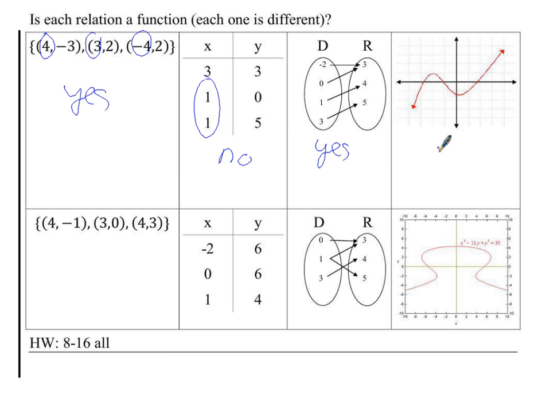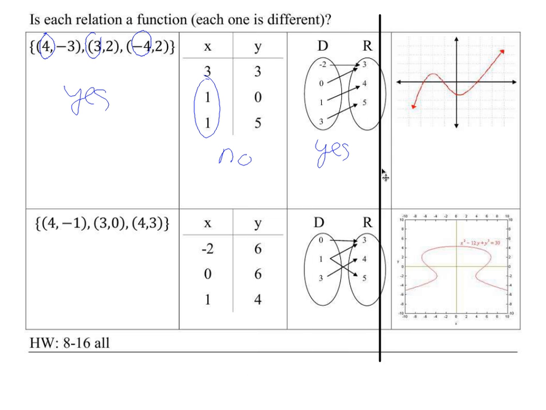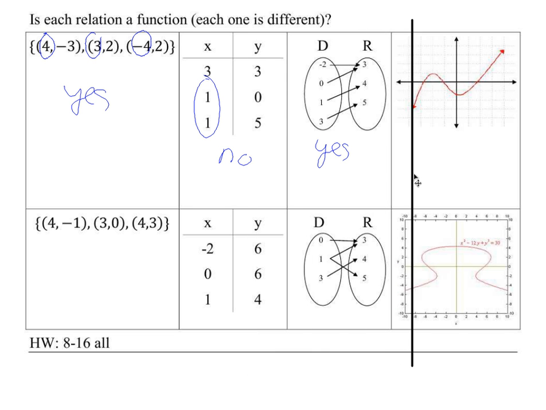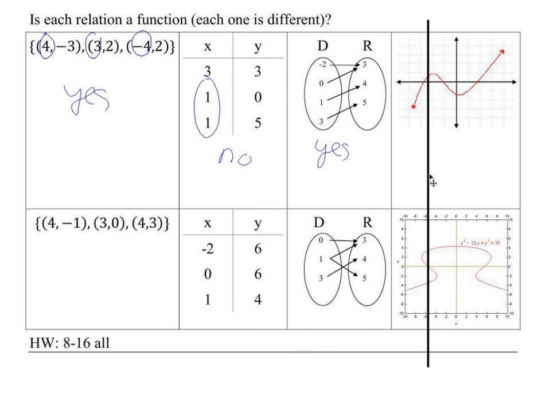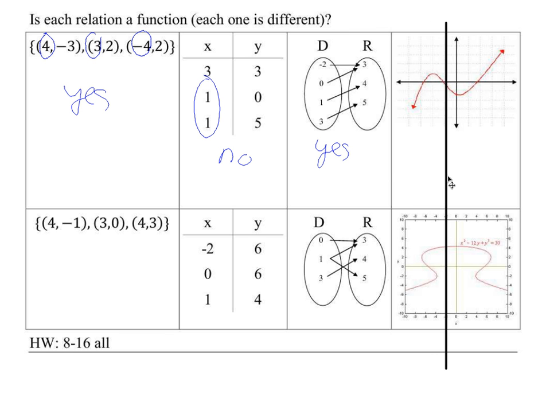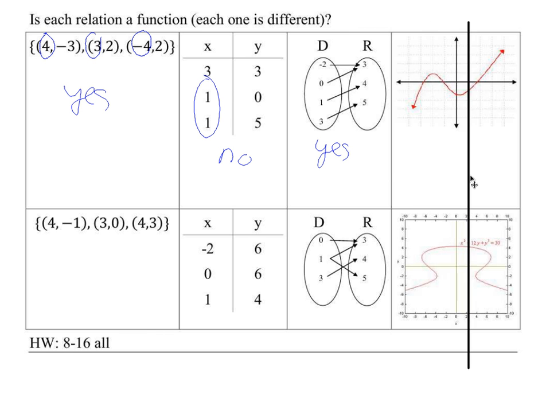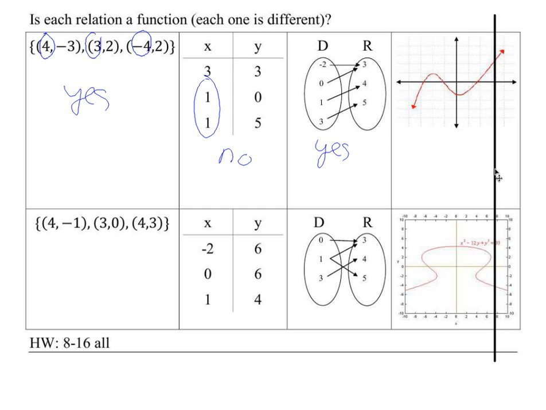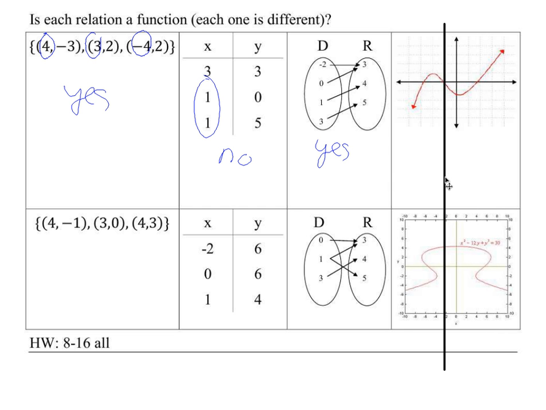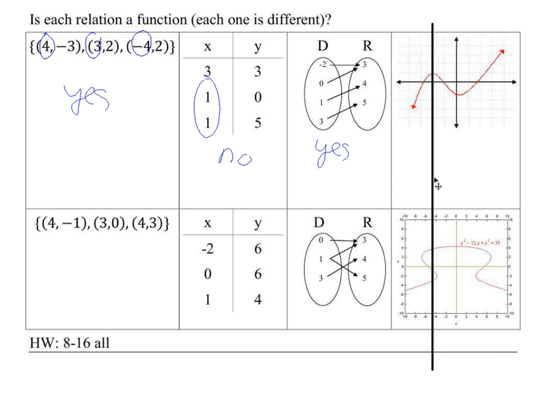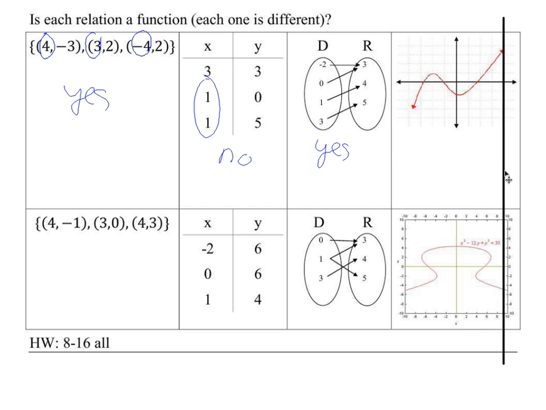And how about the last one? What do I have to do to check to see if that is a function? The vertical line test. So I'm going to take my vertical line here, and I'm going to pass this vertical line over my function. If I see my function touching that vertical line at any time, more than once, then it's not a function. Does that happen here? No. At any given time, my vertical line is only touching my function once. Therefore, the answer here is yes.